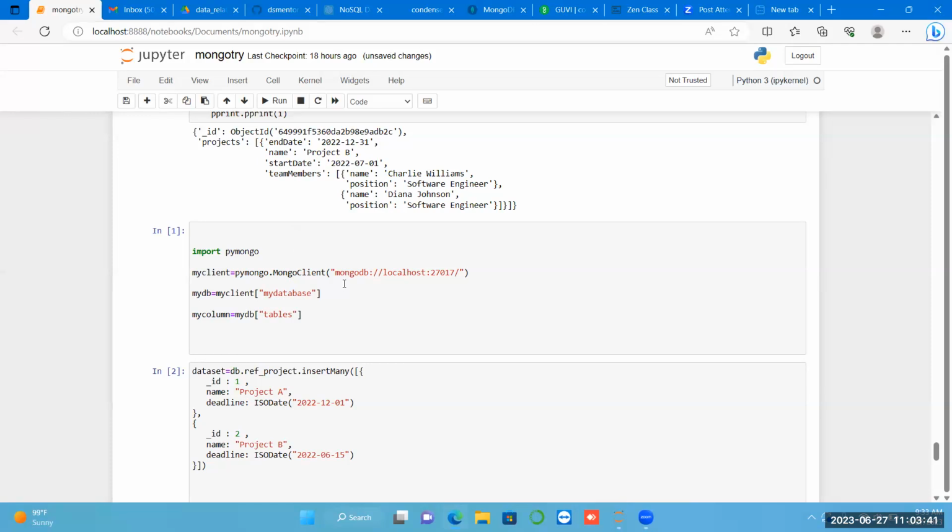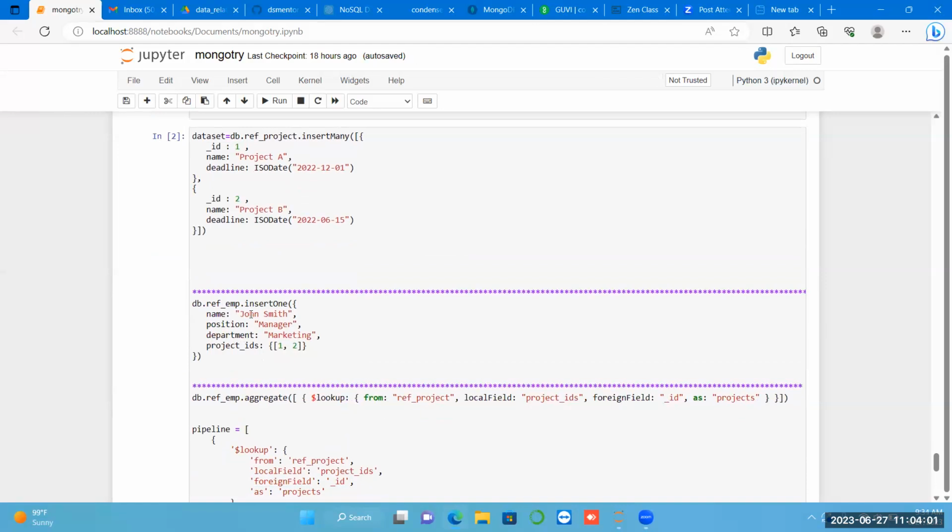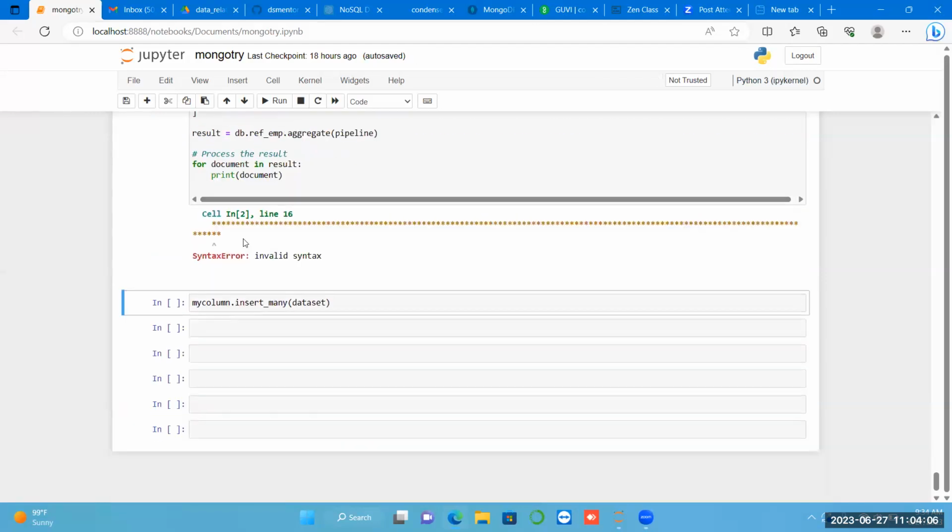Okay. So Divya, what you are doing, let's explain to everyone so that we'll all be on the same page. Yes, sir. I am just creating a connection and connecting with the database. I'm creating the collection named tables through the variable my column. And this is the data I have named as data set, and I'm trying to insert the data in the collection. Okay, great. You are doing great.